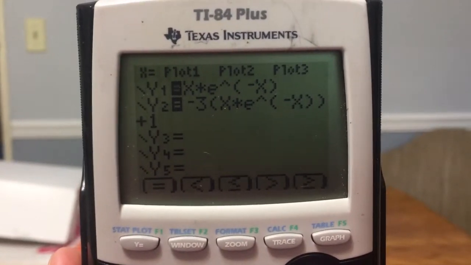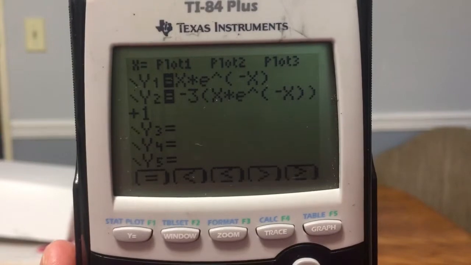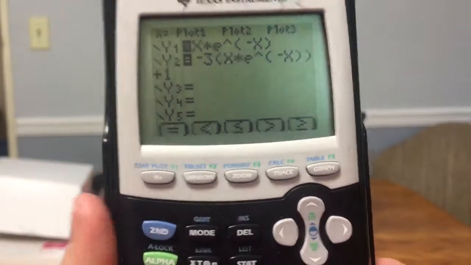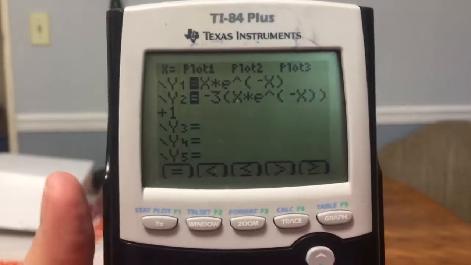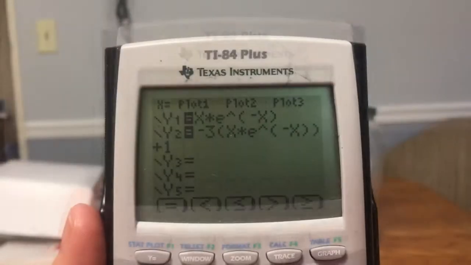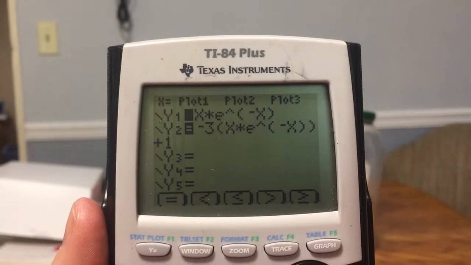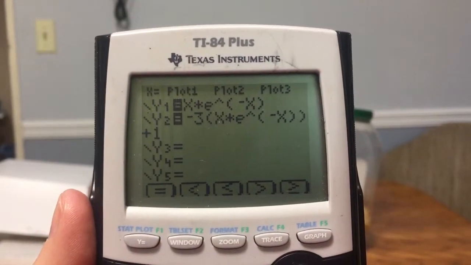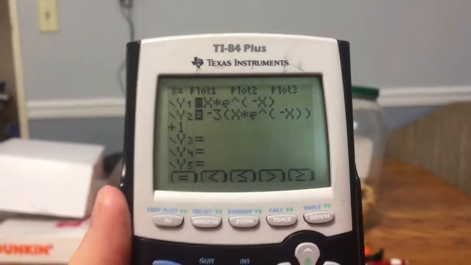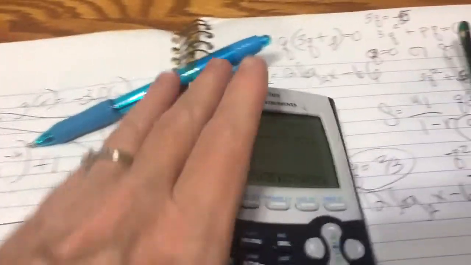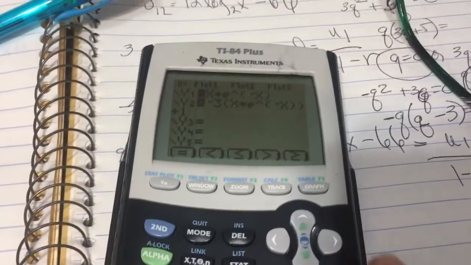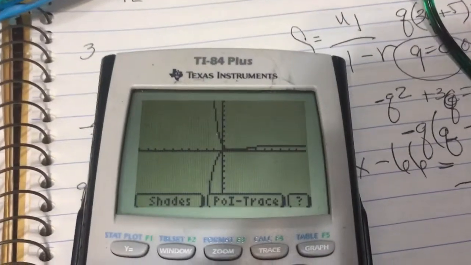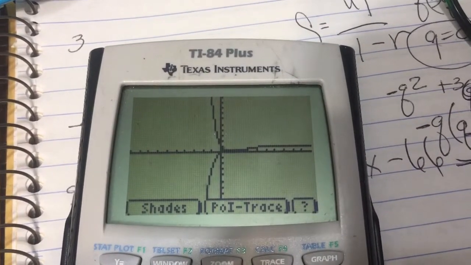These are the equations entered into the graphing calculator using my Y button right here. Okay, and then I want to graph both of those equations. So I'm going to use my graph button that you see at the far right, which, let me see if I can put this down and it will stay. Okay, so my graph button's right here. So I'm going to graph, and there is the graph.